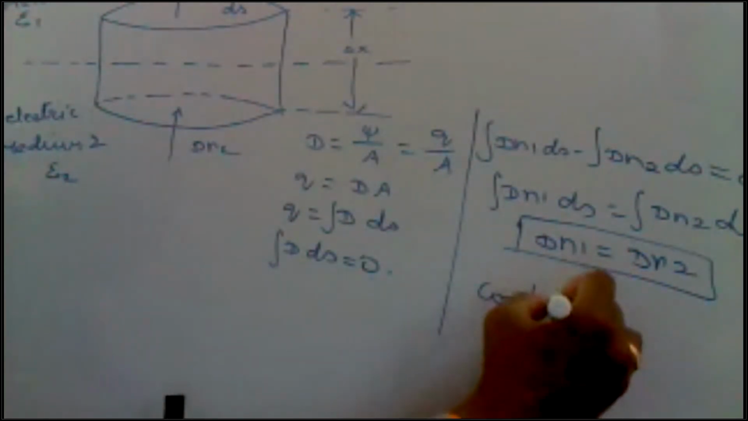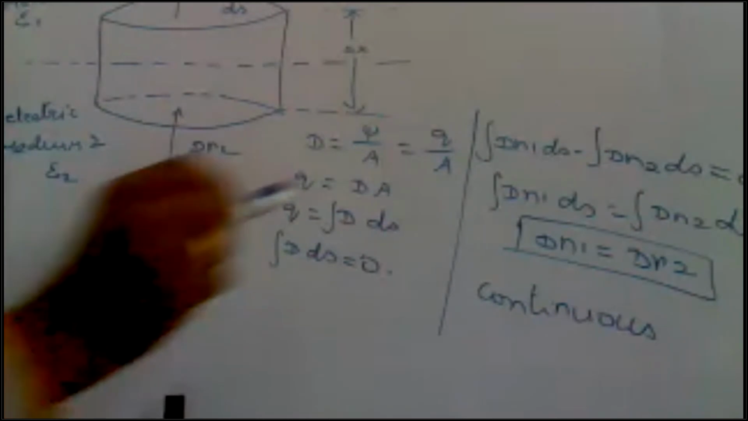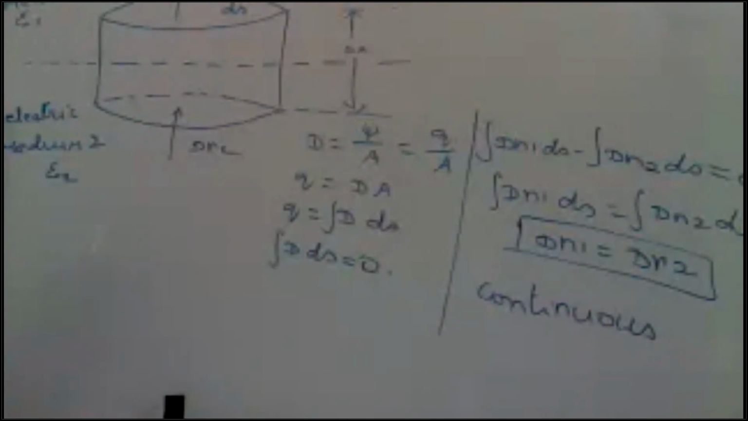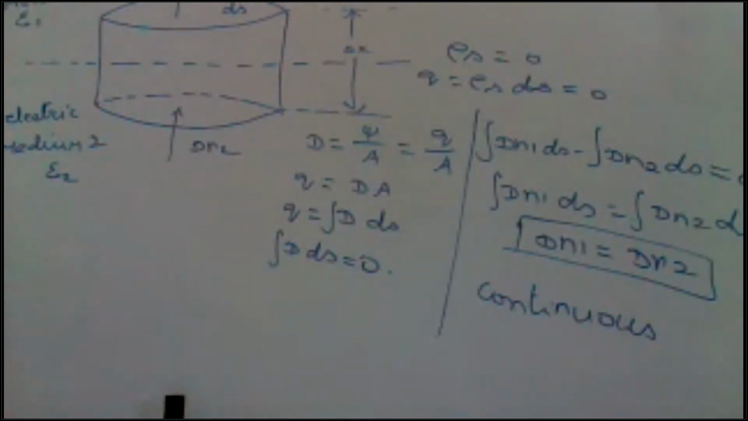So what should we write below? Hence the normal component of electric flux density or displacement density is continuous if there is no surface charge density. If there is no surface charge density, then q value is 0, because rho s equal to 0, which I have assumed. Rho s is nothing but charge. If I take a surface charge density, q can be written as rho s ds. So rho s 0 means q will be 0. That is what we have assumed. So this is the proof for the first half of the second statement.